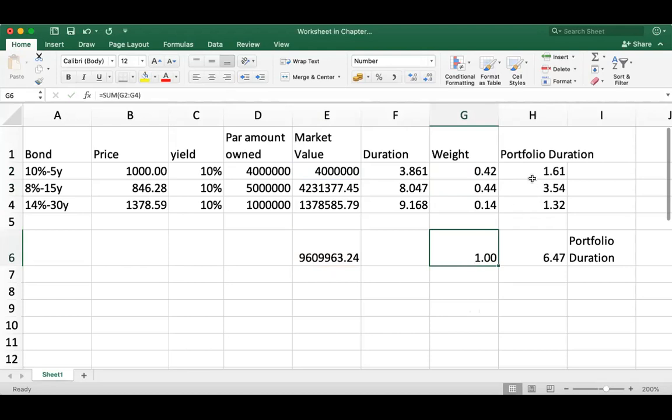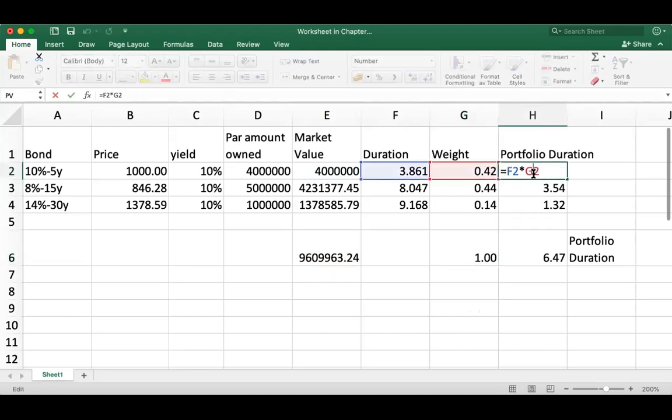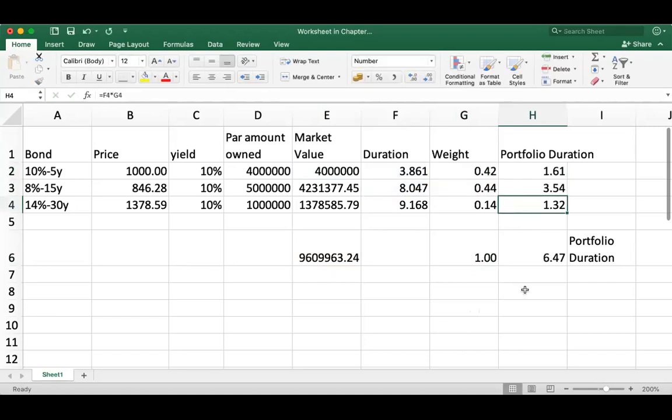Then, to calculate portfolio duration, what we have to do is multiply weight with the duration, as I have shown you in the formula, weight into duration, right? And then sum them up. So I multiplied weight into duration for each of these, and then when I sum them up, this is my portfolio duration. The portfolio duration for this portfolio, which contains these three bonds, is 6.47. This is one way to calculate the portfolio duration.